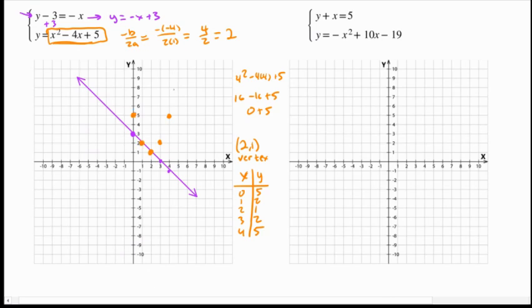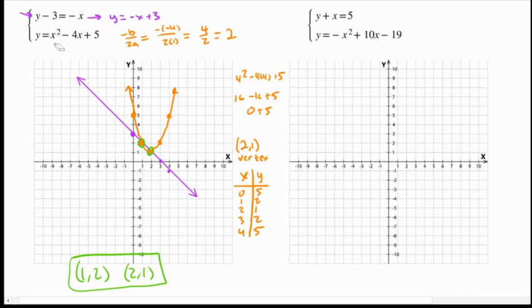So my parabola here in orange crosses 2 times. So 2 solutions. The first one is 1, 2, and the second one is 2, 1. And if I wasn't sure if those were my solutions or not, I could plug them back into either equation, and it should make both of them true. I always like to write my answer as coordinates.